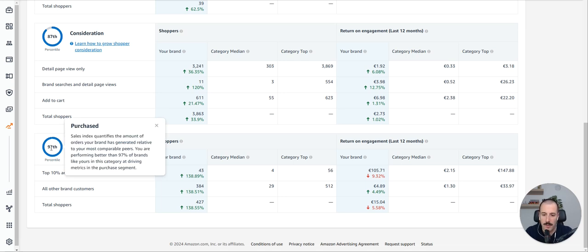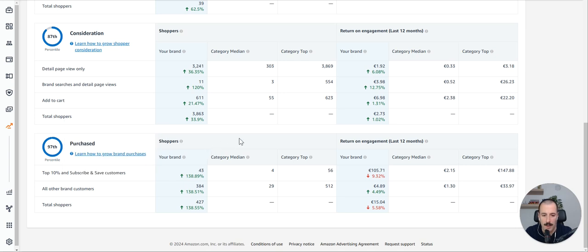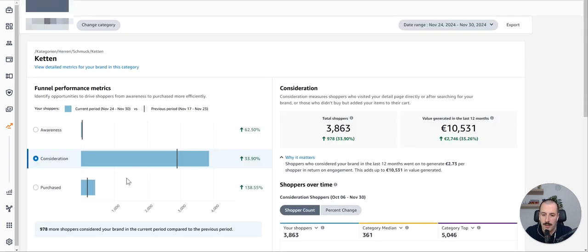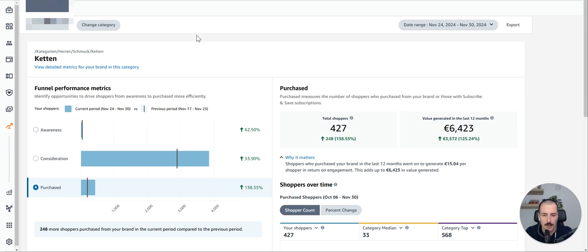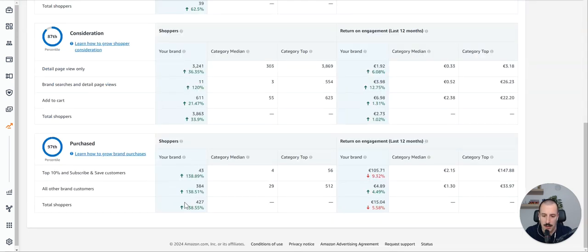97%. We are performing for this brand better than 97% of similar peers in this category, which is great. Here you see again, compared to the overview, where you can only see 427, in these detail metrics you can see the breakdown: top 10% and subscribe and save customers, all other brand customers, and total shoppers combining those two.